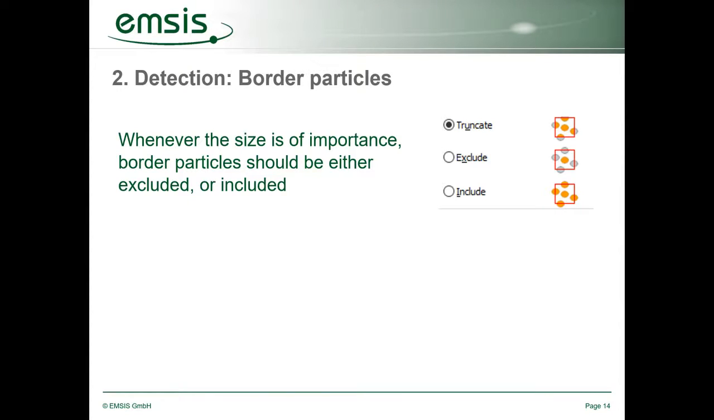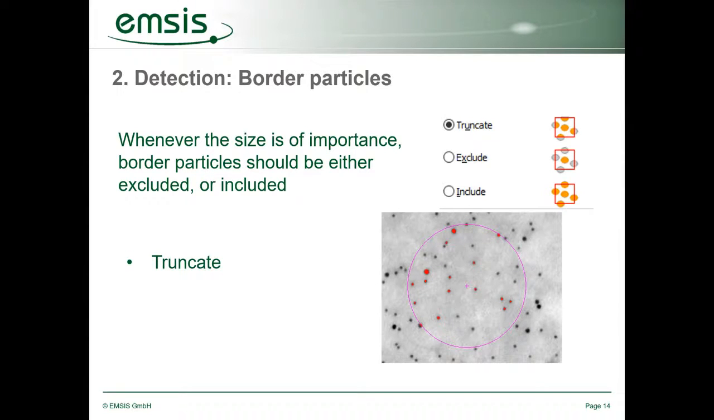The third criterion is how to deal with border particles, especially if your size is of importance. Border particles should be excluded if you are detecting on the whole image, because you have no idea how big the particle might be. If you are working with a frame, you may decide if you would like to totally include or exclude them. These three options are available.